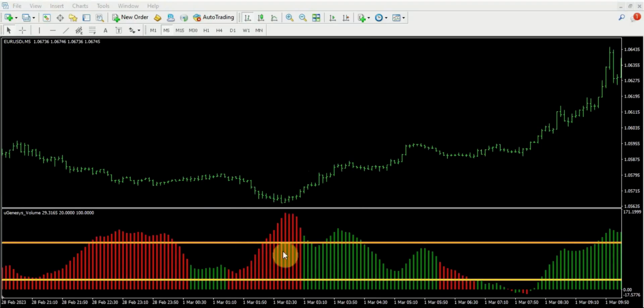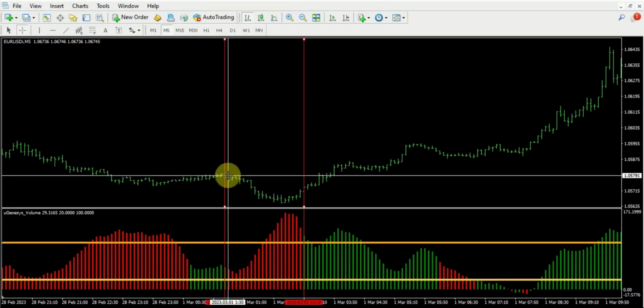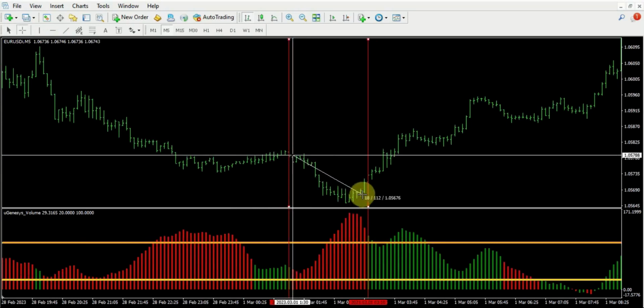Okay, and right here we have another downtrend, and we can see there's a lot of volume in this one. It's gone way above our orange line as well. Well, let's go ahead and put some lines at the beginning and end of this trend. Alright, let's just measure the pips right here. Alright, so that's a movement of 10.2 pips, okay guys?